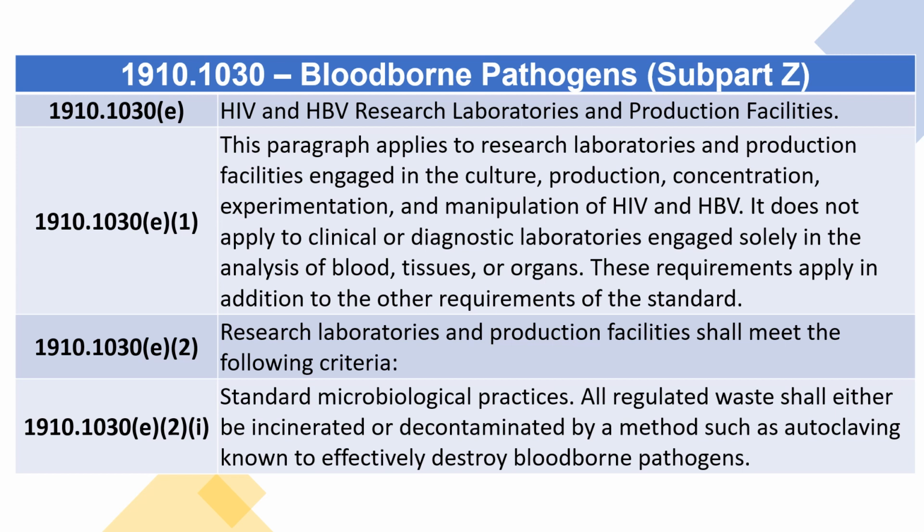1910.1030(e). HIV and HBV research laboratories and production facilities. 1910.1030(e)(1). This paragraph applies to research laboratories and production facilities engaged in the culture, production, concentration, experimentation, and manipulation of HIV and HBV. It does not apply to clinical or diagnostic laboratories engaged solely in the analysis of blood, tissues, or organs. These requirements apply in addition to the other requirements of the standard. 1910.1030(e)(2), research laboratories and production facilities shall meet the following criteria.